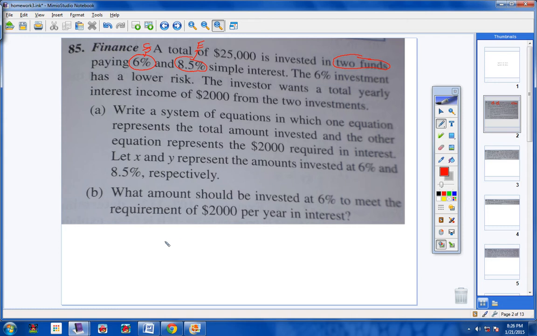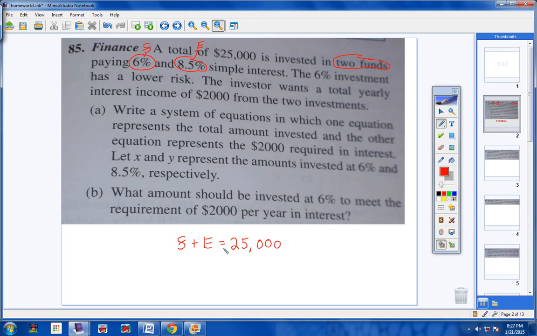Okay? Now, the total amount of money I'm investing in S plus the total amount of money I'm investing in E should equal 25,000. So there's one equation right there. I have two unknowns, so I need two equations. And by the way, how did I know that? Because it says right here, a total of 25,000 is invested in two funds. Now, I don't know if you put 10,000 in one and 15,000 in another for a total of 25,000. I don't know if you put 5,000 in one and 20,000 in another. I don't know. But I'm about ready to find out, okay?